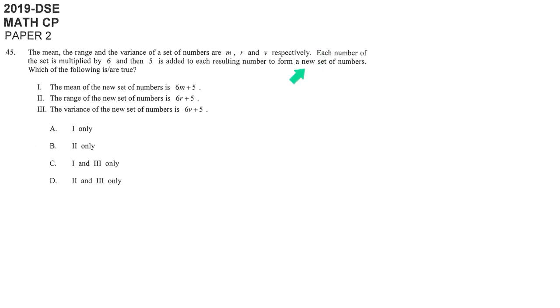So this is a very common question in the last question of Paper 2. There is a set of data. You don't know what it looks like, but you may simply let x1, x2, up to x10. Let's say there are 10 data, for example. And then there are some transformations. The first transformation is that each data we are going to times 6.